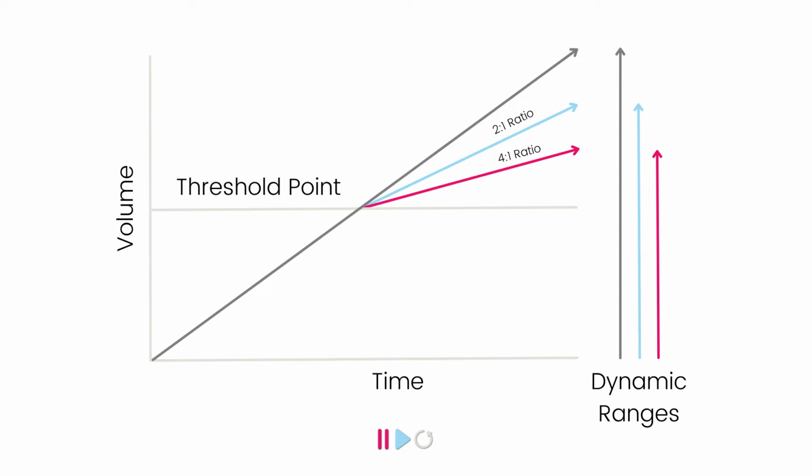For example, if the ratio is 2 to 1, then a sound that is 6 decibels above the threshold will have its volume reduced by 3 decibels, and a sound that is 1 decibel above the threshold will have its volume reduced by 0.5 decibels.